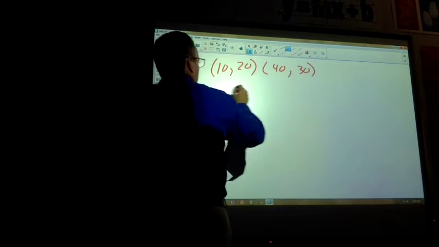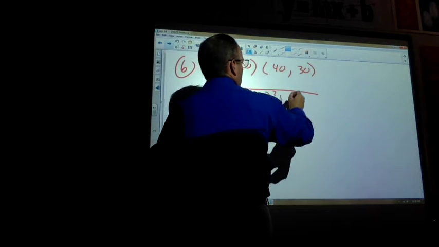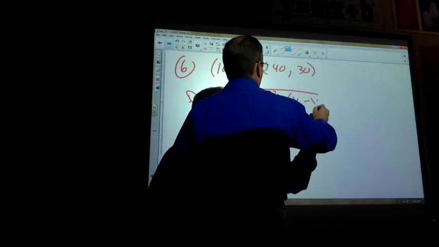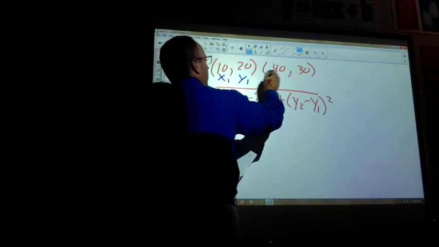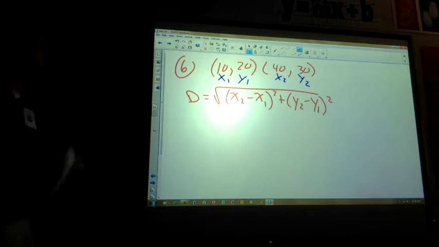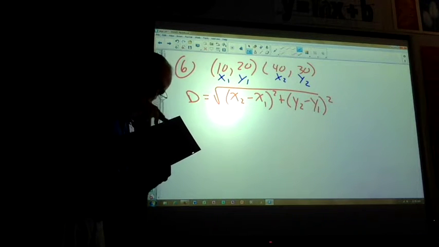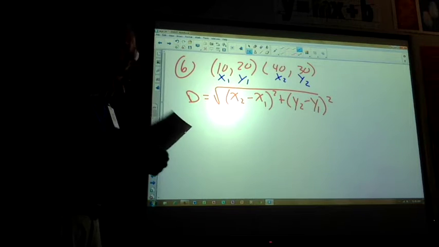So our distance formula is this. You need to know this, as far as I know. How are you going to remember it? I don't know, figure it out. Make flashcards or something. Okay? Label this x1, y1, x2, y2. We okay? And we're finding the distance, right? Given the coordinates, find the distance between each pair of points.